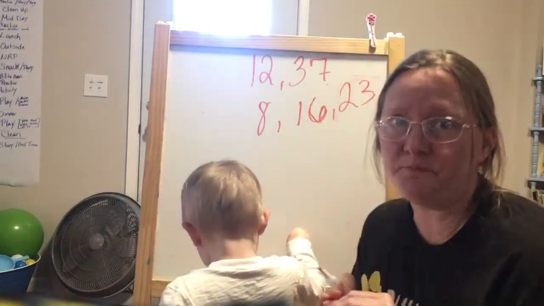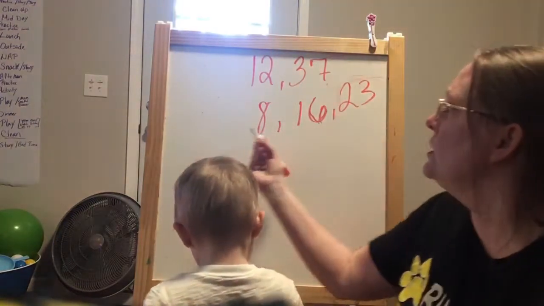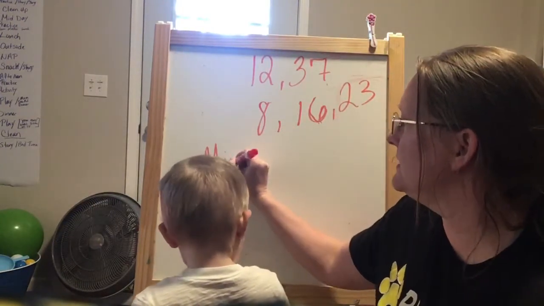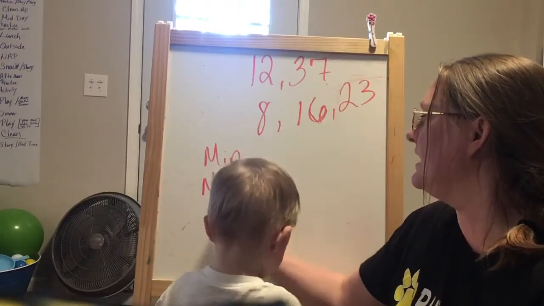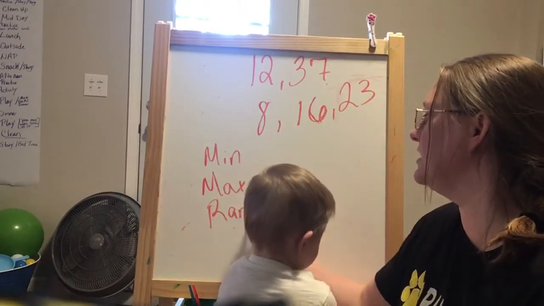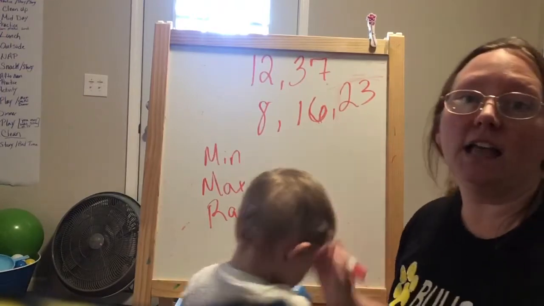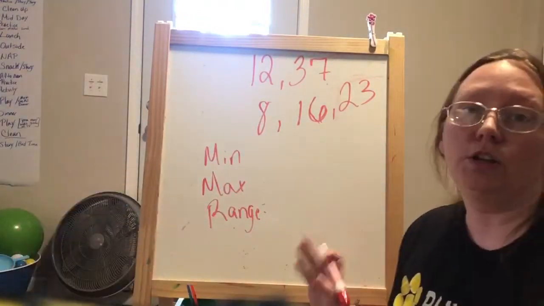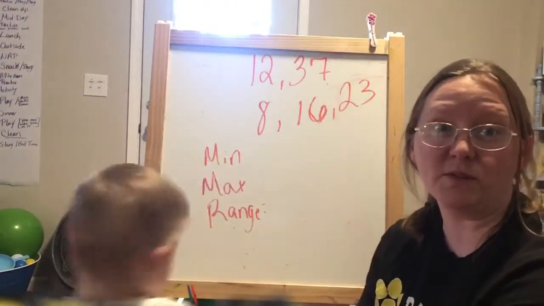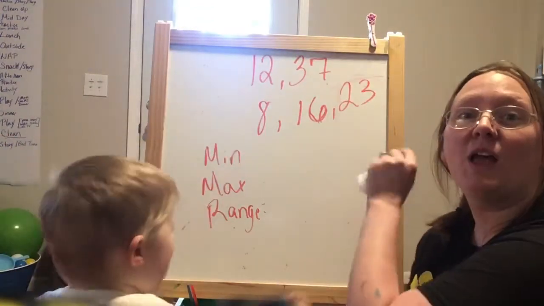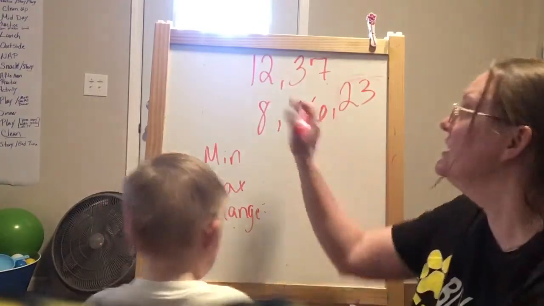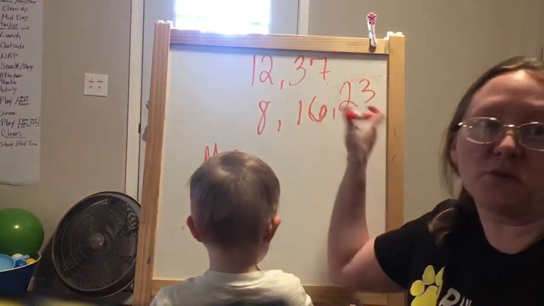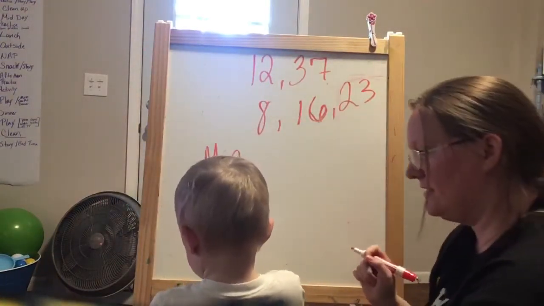So pause the video, and I want you to write down what you think your minimum is, what you think your maximum is, and then what you think the range is. We did a little bit of this in class, so you hopefully know what those words mean. If not, we're going to talk about it when you come back. So pause the video, write down what the minimum, maximum, and range are for this data set: 12, 37, 8, 16, and 23.